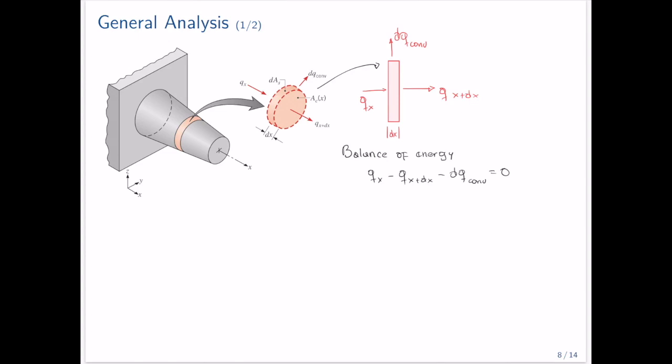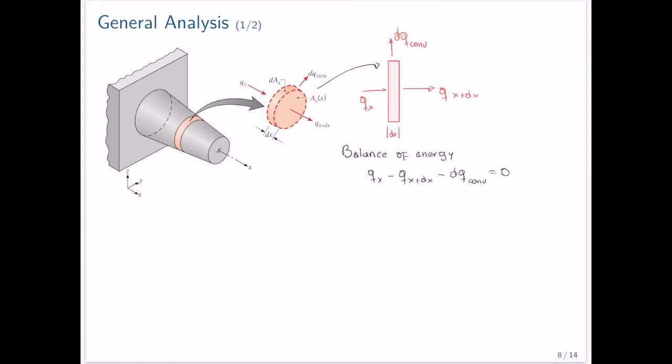General analysis of a fin heat transfer. So let's consider a surface in which we want to improve the heat transfer rate. So we put an extended surface that in this case we are going to mimic as kind of a cylinder. But the area is not going to be constant. So this is like a general surface that we want to consider.